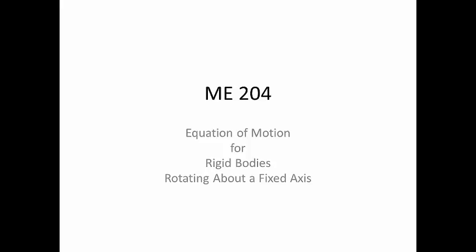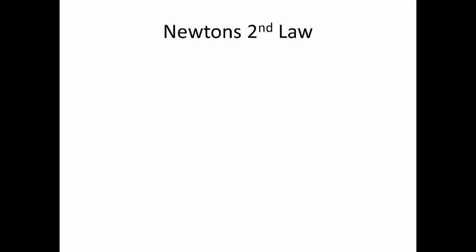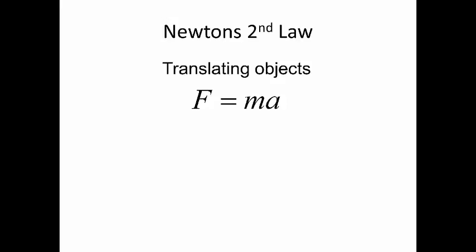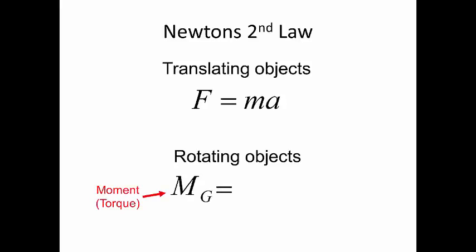ME204, Equation of Motion for Rigid Bodies Rotating About a Fixed Axis. Newton's second law of motion states that when objects are translating, unbalanced forces cause masses to accelerate. When we have rotating objects, a moment causes an angular acceleration.